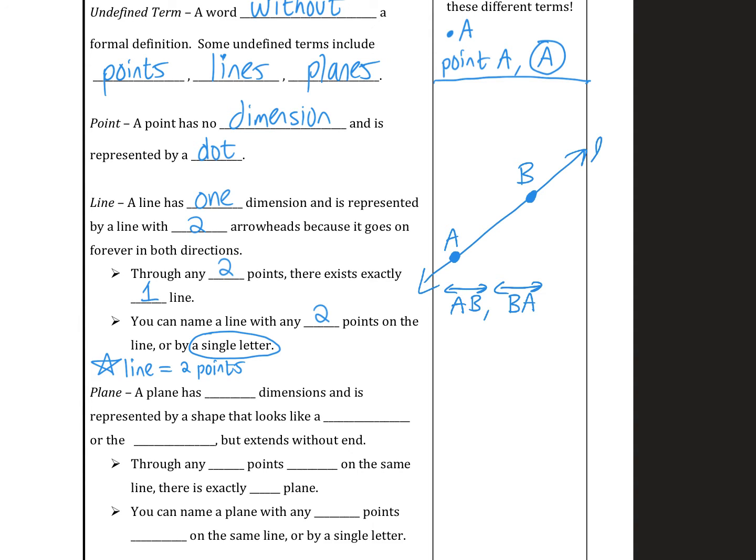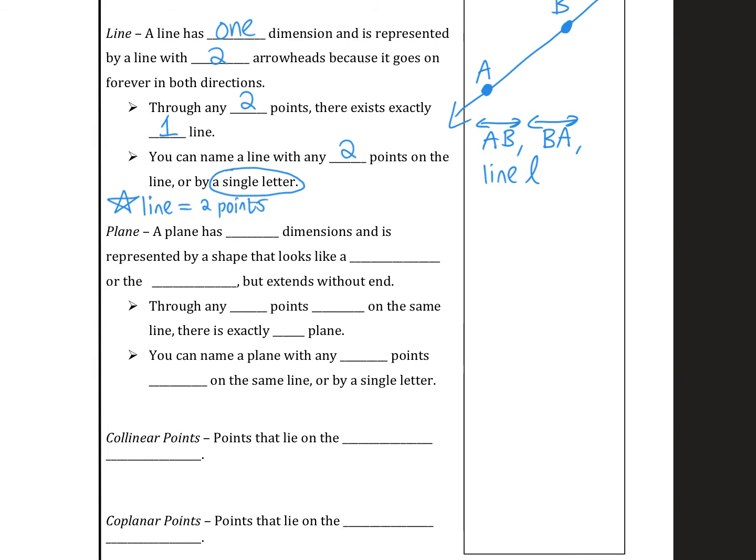Also, you may see a single letter by the arrowhead of a line. You could also call this line L. There's an L over there by the line. Okay? You guys are doing great. Let's keep going. All right, a plane has 2 dimensions.